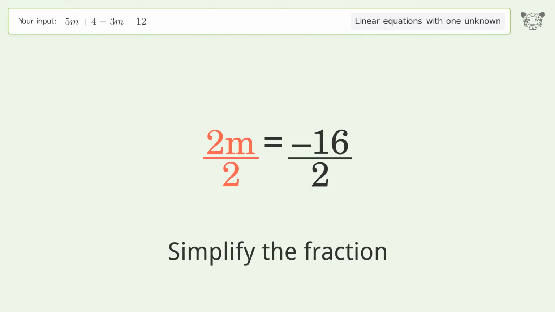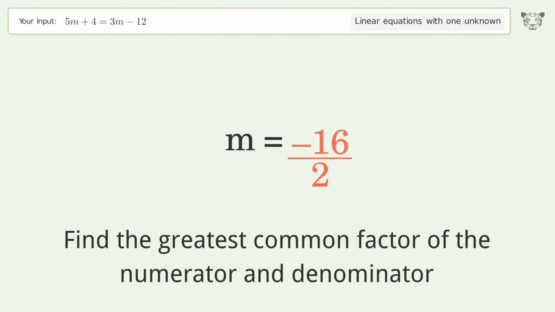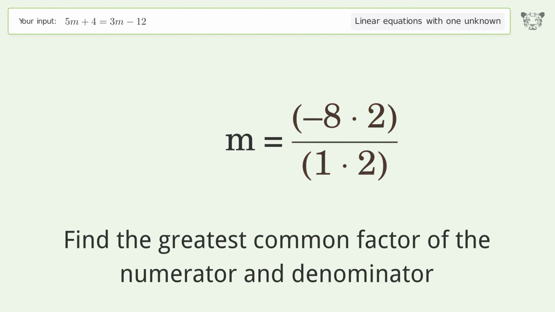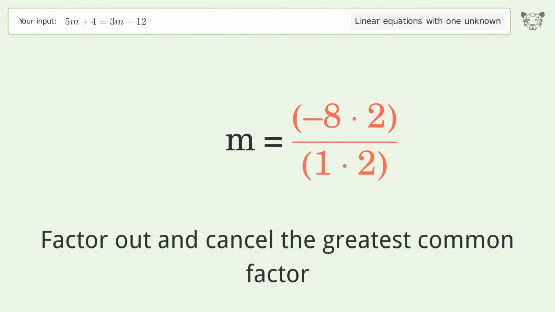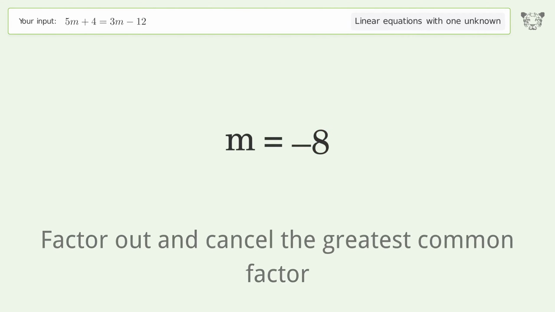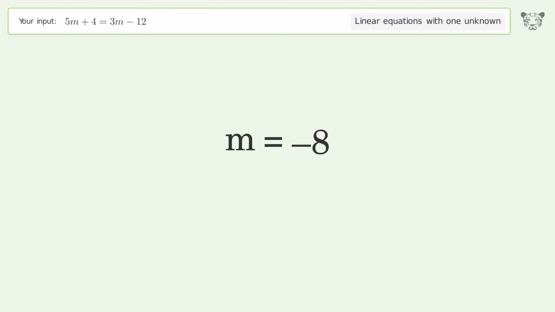Simplify the fraction. Find the greatest common factor of the numerator and denominator. Factor out and cancel the greatest common factor. And so the final result is m equals -8.